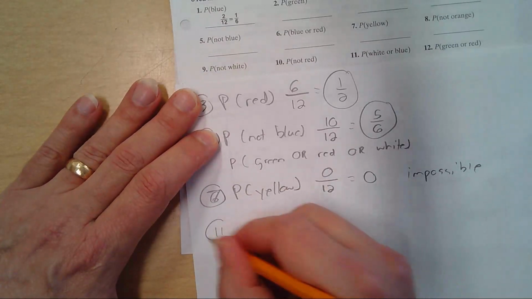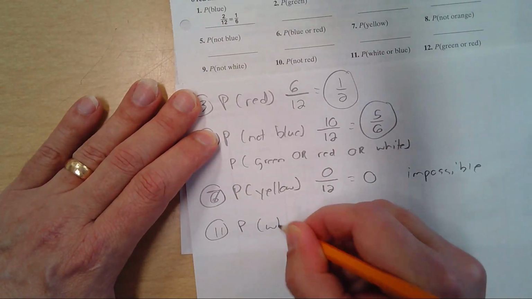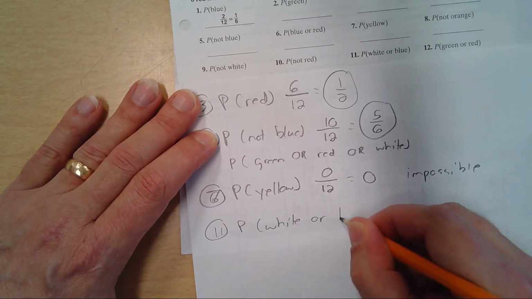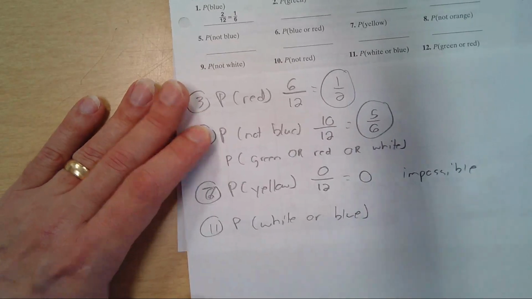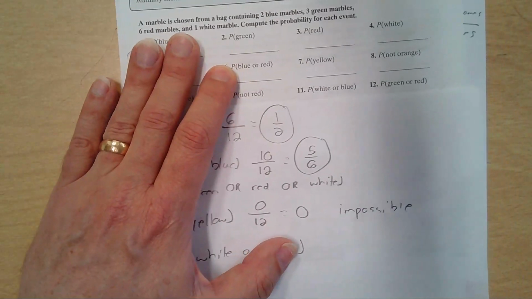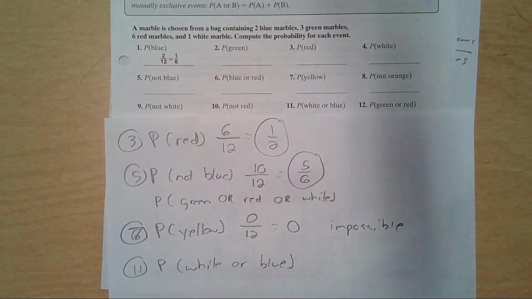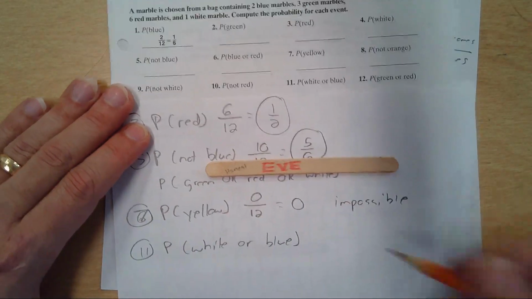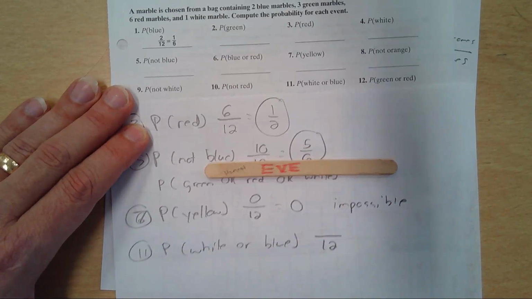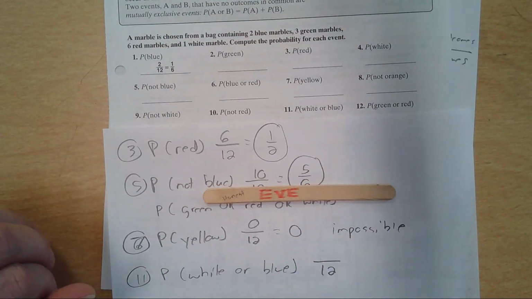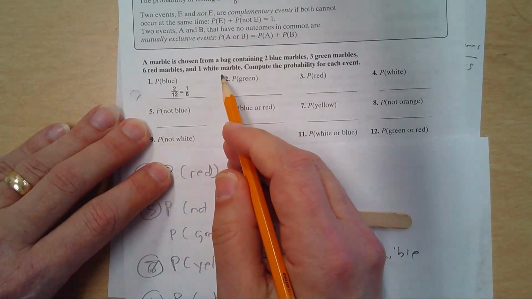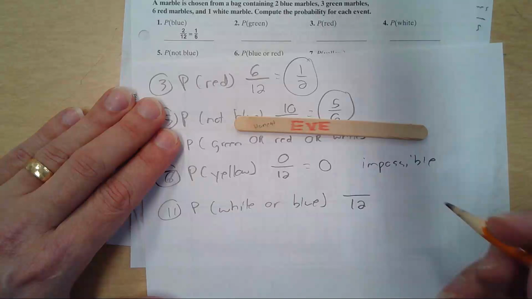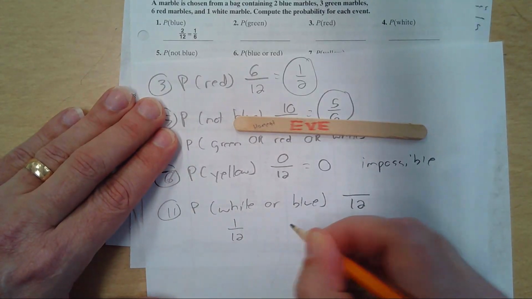Number 11, the probability of getting a white or blue. What is the probability of getting white or blue? Eve? So it starts over 12. How many white marbles do I have? Oh, I have a white marble. Where? Oh, 1. So there's 1 in 12, or blue.